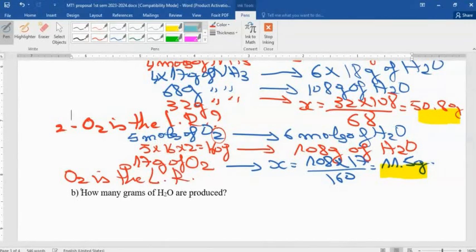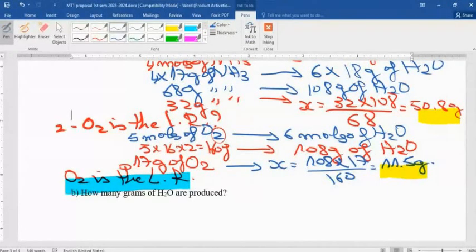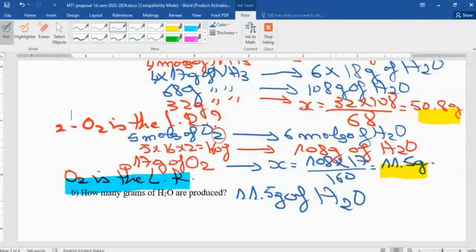This is now the official answer. Oxygen gas is the limiting reactant. And how many grams of water are produced? Automatically, 11.5 grams of water are produced from this one. And I hit two birds with one stone. So I identify my limiting reactant, and I identify the amount of water. So this is the answer of my question.